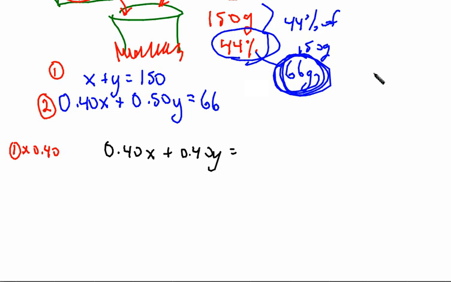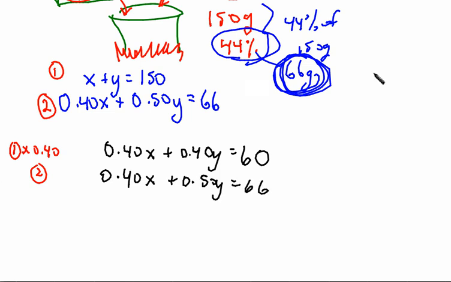Nope, 60. Haha, almost made a mistake. I mean, I did, but I noticed it, so it doesn't count. So, if you correct your mistakes, they're no longer mistakes. You have learned. So 0.4 times x, 0.4 times y, and 0.4 times 150. And then that way I can take the second equation exactly as it is, which is 0.40x plus 0.50y equals 66. And if I subtract my equations, I will be eliminating x. So 0.4y minus 0.5y is negative 0.10y, and 60 minus 66 is negative 6.